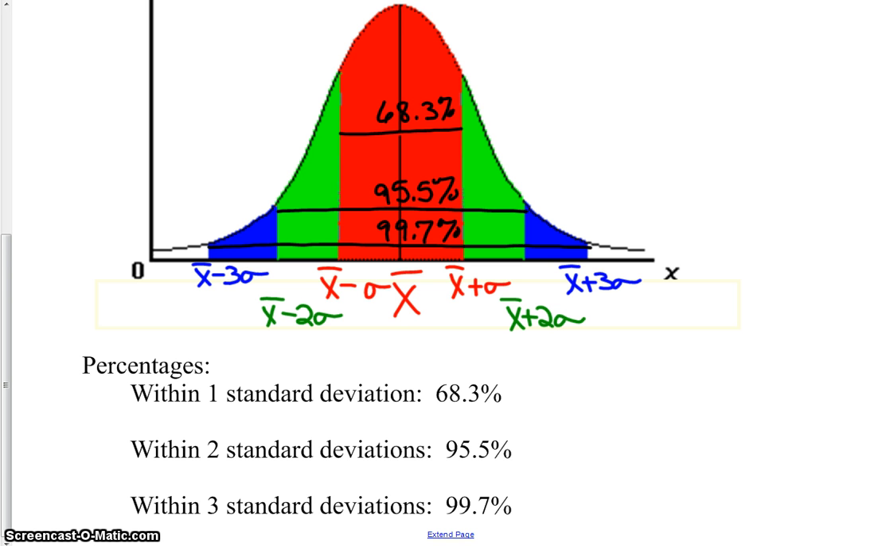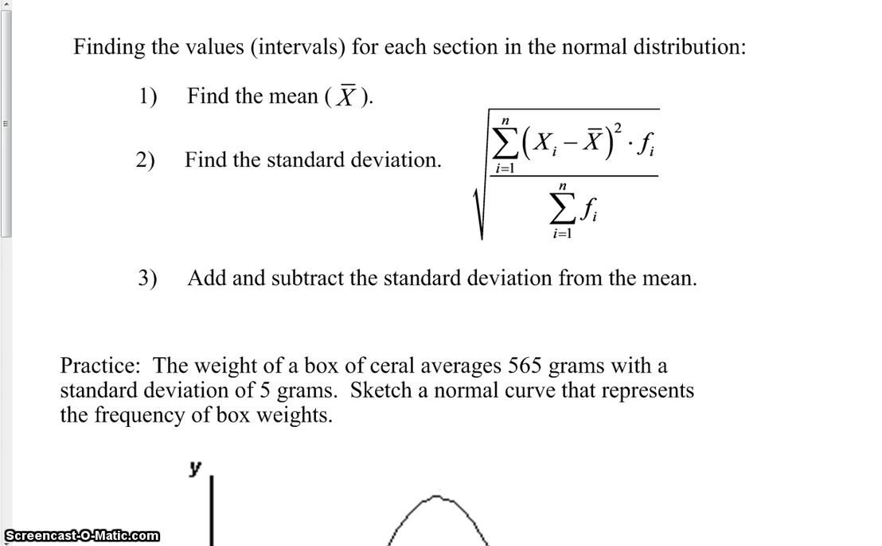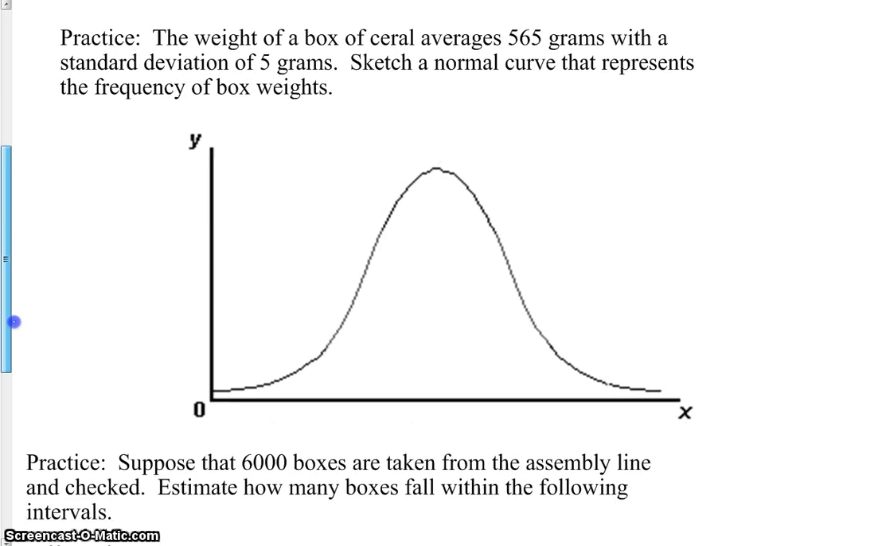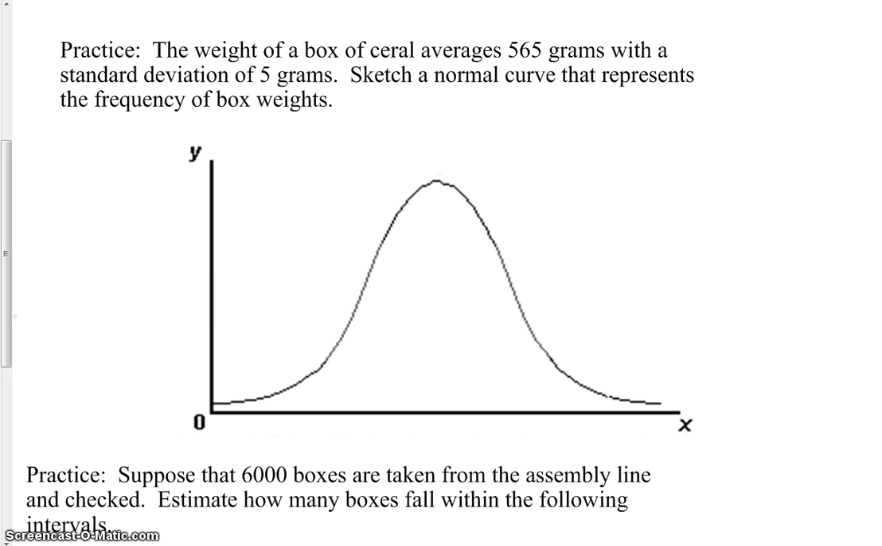Well, how do we do this, and how do we draw the normal distribution curve? The first thing we have to do is find the mean, x bar. The second thing we have to do is find the standard deviation. I've put the formula on there for you. And then we just need to add and subtract the standard deviation from the mean. Here's a sample problem with most of the hard work done for you. They've already calculated the mean, and they've already given us the standard deviation.